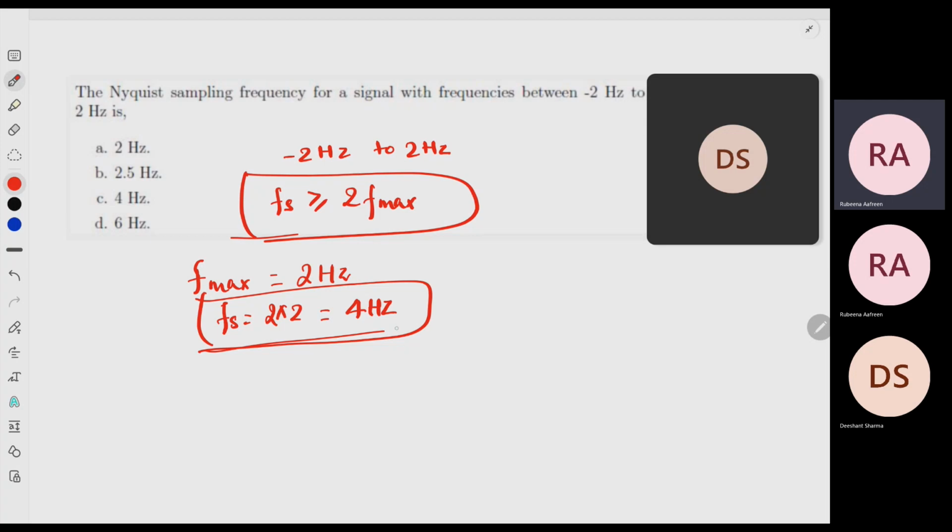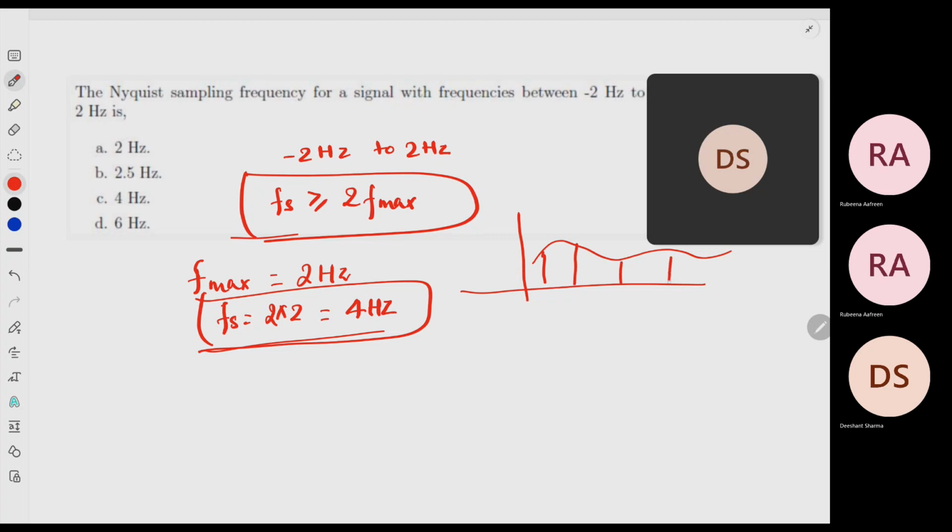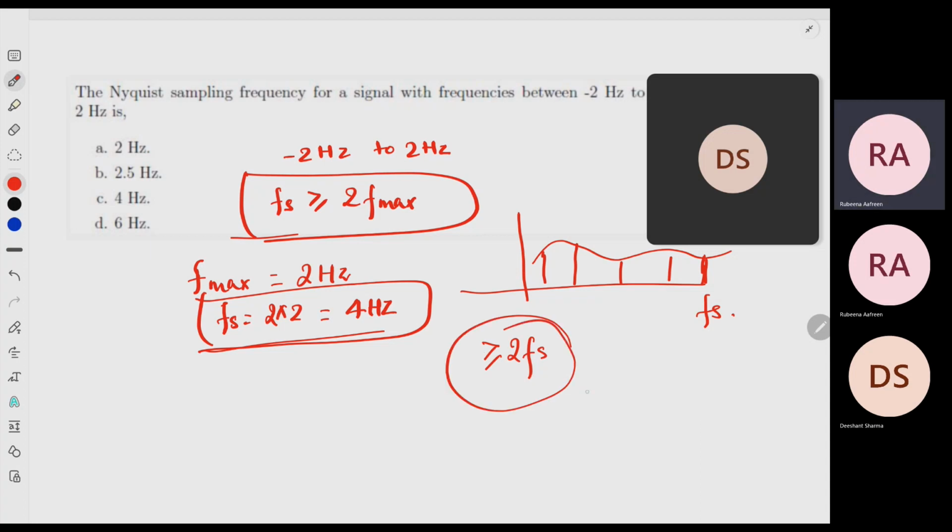So the Nyquist frequency is important for reconstruction of the signal. If we sample a signal at the Nyquist rate, then only are we able to reconstruct the signal. I hope this much is clear. So if the signal has a maximum frequency of fs, and you sample it at a rate more than or equal to 2fs, then this would be the Nyquist sampling criterion. The signal would be easily reconstructed.